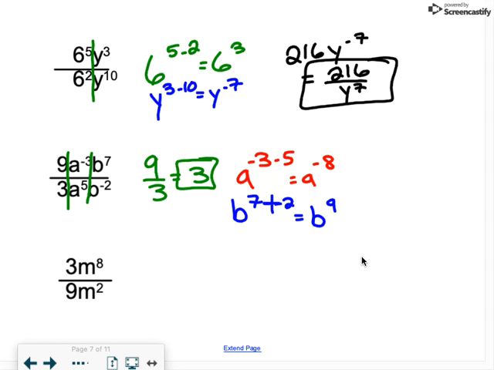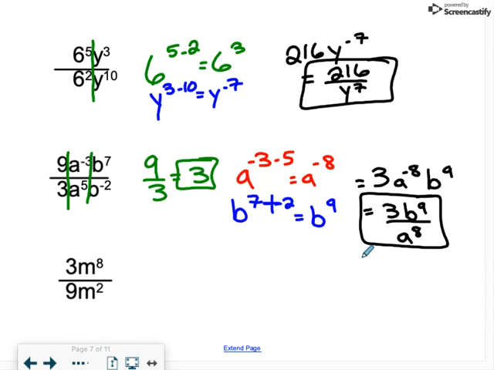So now we have our values here, right? We rewrite this out as 3a to the negative 8th, b to the 9th. And we have one step left, right? We take 3b to the 9th and now put that over a to the 8th. We need to simplify our problem.